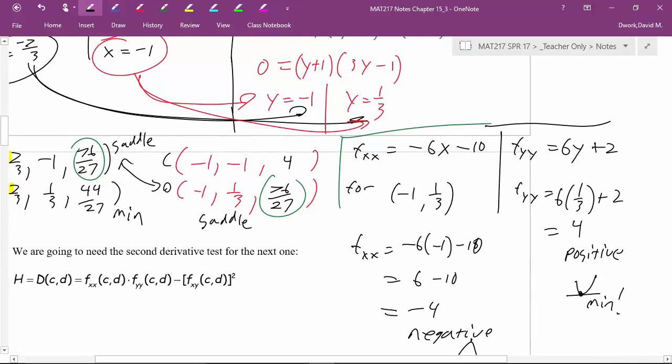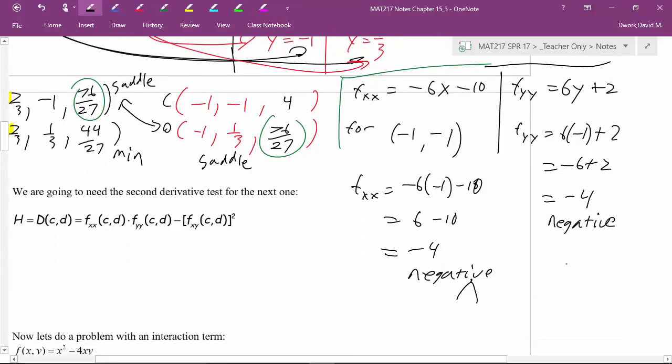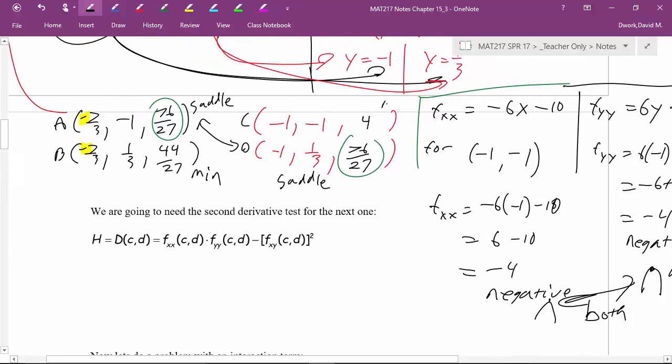Okay, last but not least, let's check the point C. Let's check the -1, -1. There we go. I already have the -1 substituted in for my second derivative with respect to x. So let's go to the second derivative with respect to y. Substitute in -1. So 6 times -1 is -6. -6 plus 2 is -4. This is negative. So therefore, it is concave down, which means we have a max. Not because I have a negative second derivative in one direction, but because I have it in both directions. So therefore, I have a maximum. So this last piece here, this is a max.